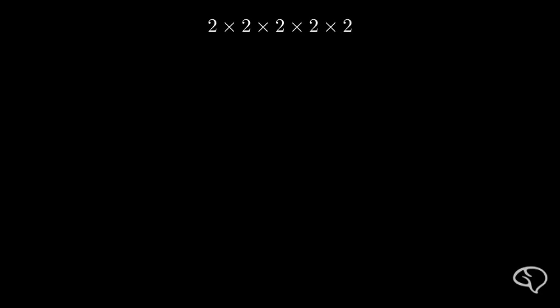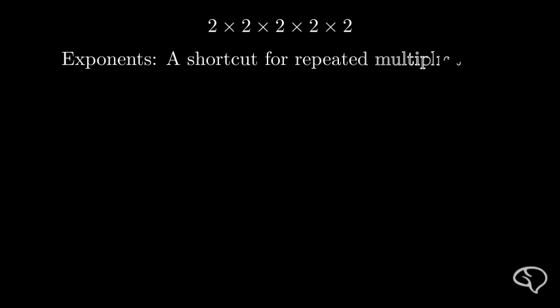It's called an exponent, or a power. Exponents are just a shorter, neater way to write repeated multiplication. Think of them as a mathematical shorthand. By the end of this video, you'll be able to explain what exponents are, identify their parts, and even use them to make prime factorization much easier. Let's dive in. So how does this shortcut work?